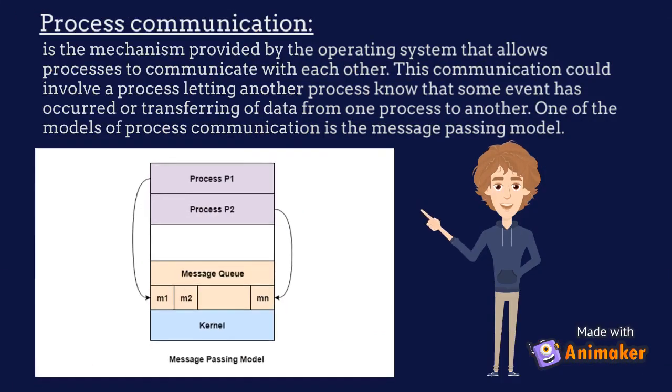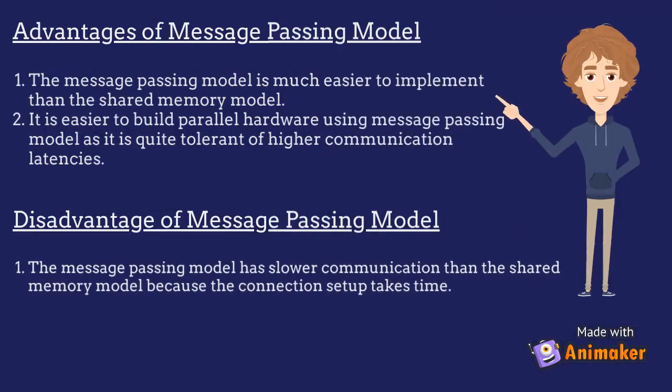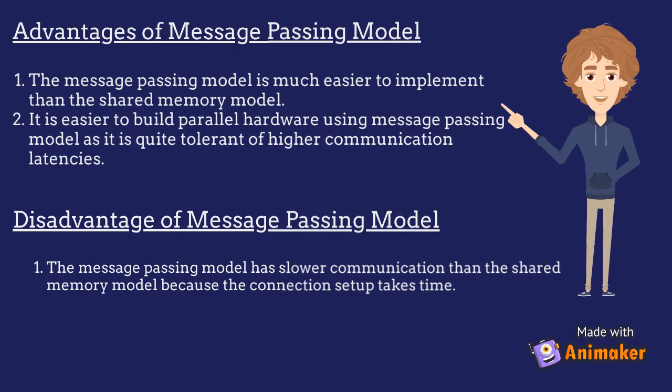Inter-process communication is the mechanism provided by the operating system that allows processes to communicate with each other. This communication could involve a process letting another process know that some event has occurred or transferring of data from one process to another. One of the models of process communication is the message passing model. And for sure, message passing has advantages and disadvantages.